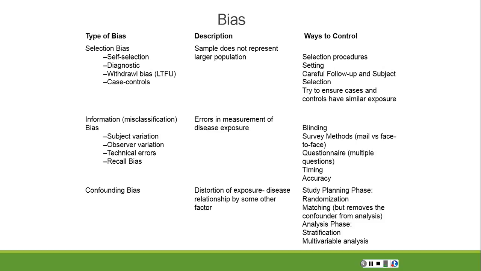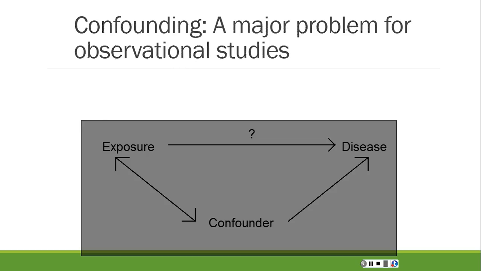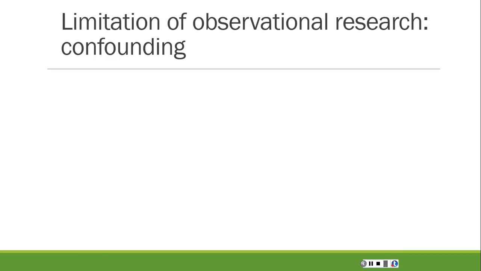You can consider matching, but when you match for a particular risk factor, this removes the confound from the analysis, so you can't really evaluate it any further in its role on your outcome of interest. In the analysis phase, you can do things such as stratification or a multivariable analysis to control for confounders. So a confounder is a factor that is associated with both your disease and your exposure, and is somehow distorting the relationship between exposure and disease or influencing this relationship. So it's important in any observational study that they consider potential confounders and control for these in both the design and the analysis.